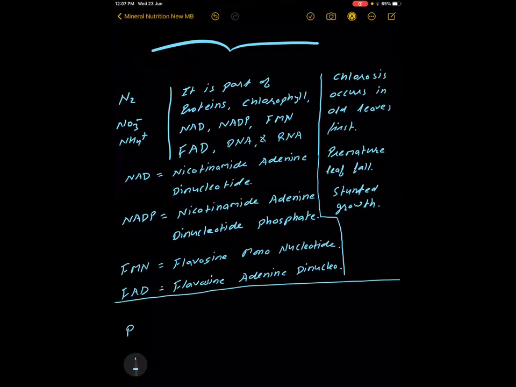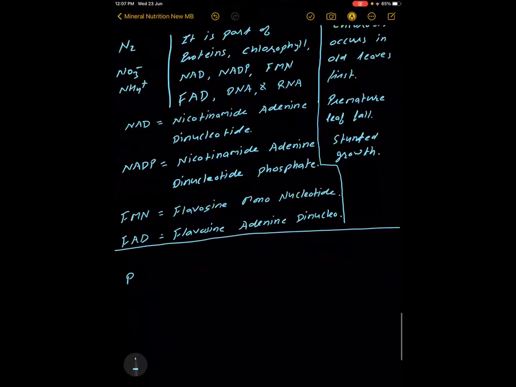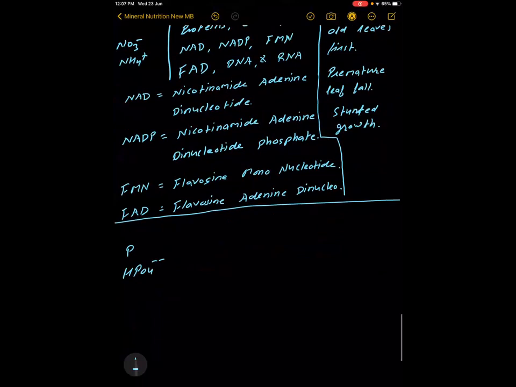Next is phosphorus. Phosphorus is absorbed as H2PO4 minus, HPO4 2 minus. H3PO4 means phosphoric acid. So in this form, it is absorbed by the plant. Here is its part or its function in the plant.